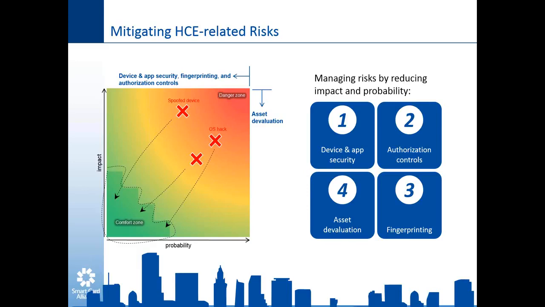Now, on the right-hand side, you see the four different techniques that we'll be looking at. So, probability of a risk can be reduced through software hardening or software-based security, but also authorization controls that we'll be looking at and fingerprinting of the human and also of the device. And the impact can be reduced through asset devaluation, or a more general, usual term in the payment context is tokenization. So, number four, the asset devaluation is indeed more referred to as tokenization. Okay, next slide, please.